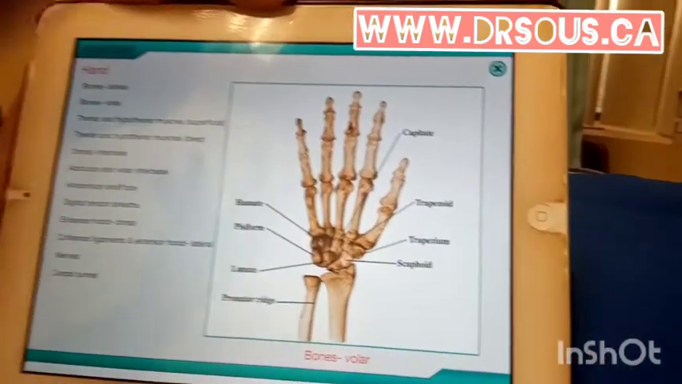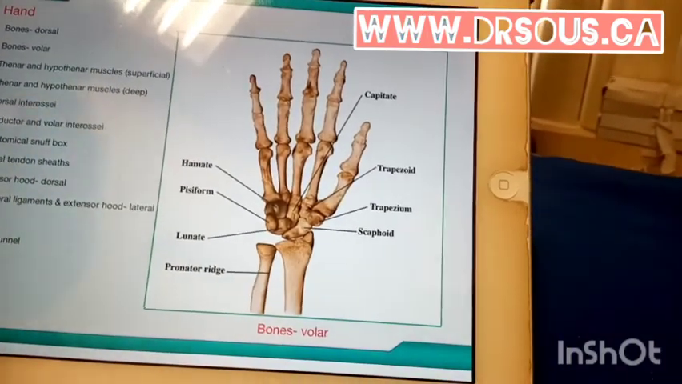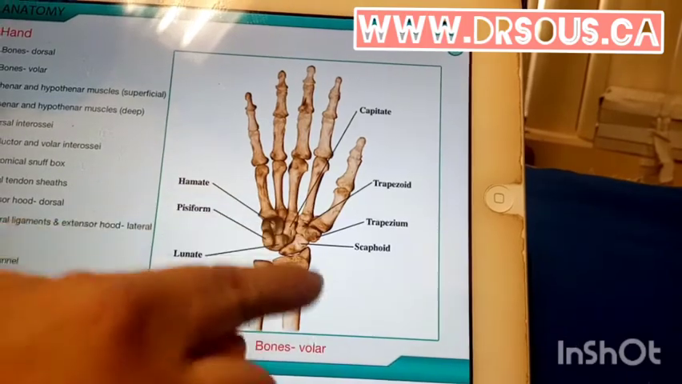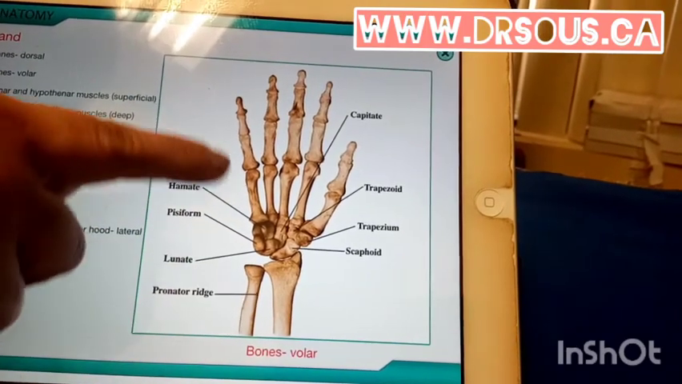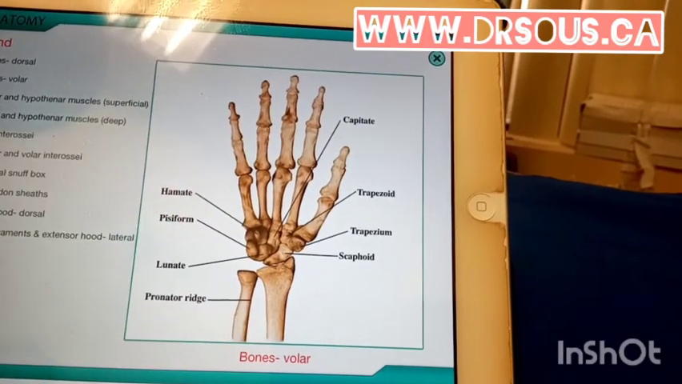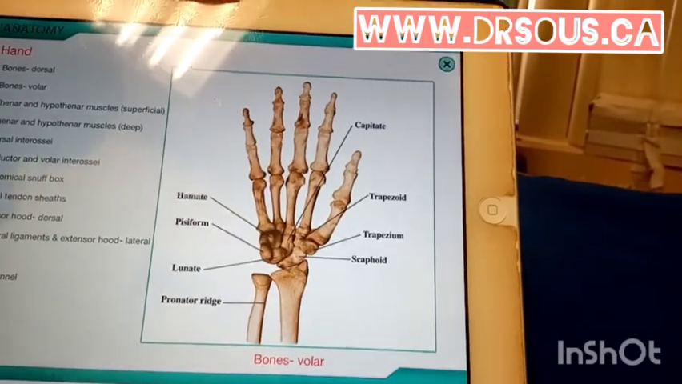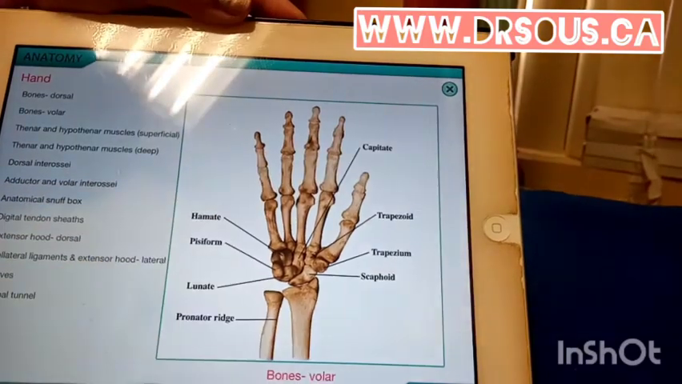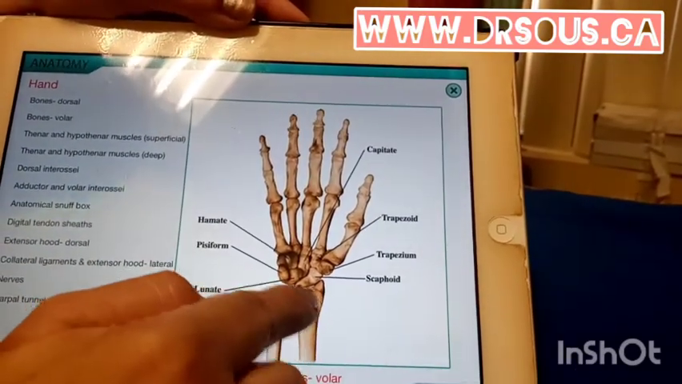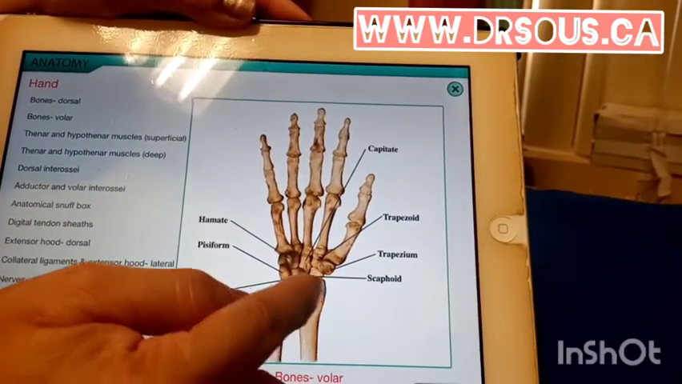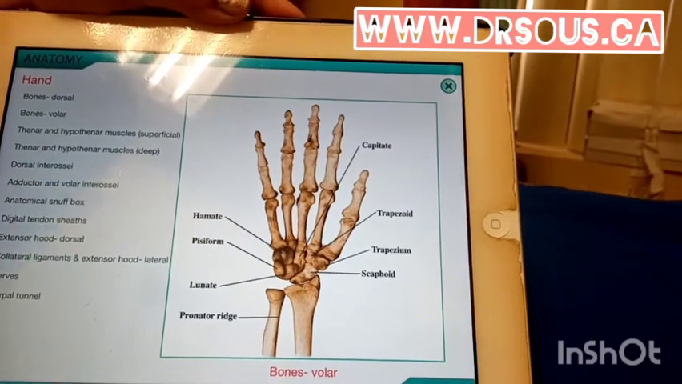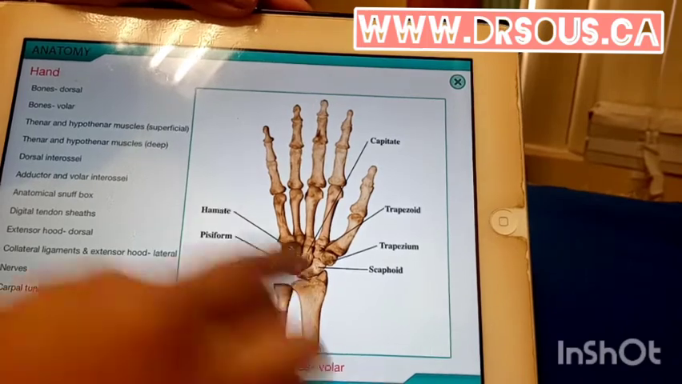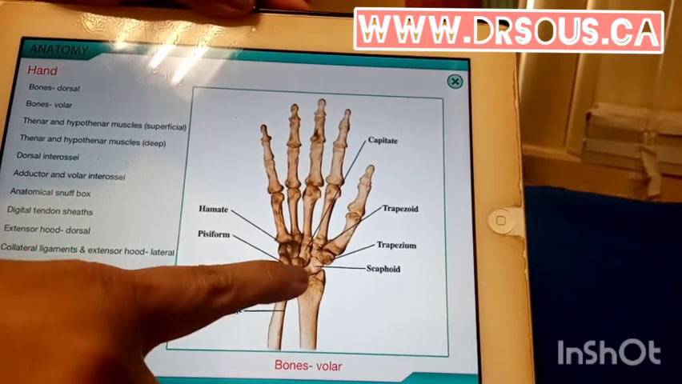Now on the other side of the hand, again, this is the radius, which is here with the thumb, and the ulna is here with finger number 5. In this way, we are going to see these other bones. Next to the radius and the thumb, between them there is one bone called the scaphoid. This bone here is the scaphoid.